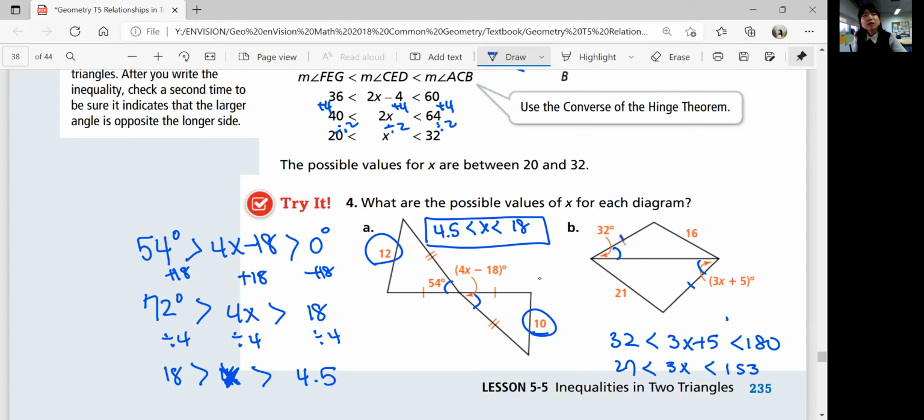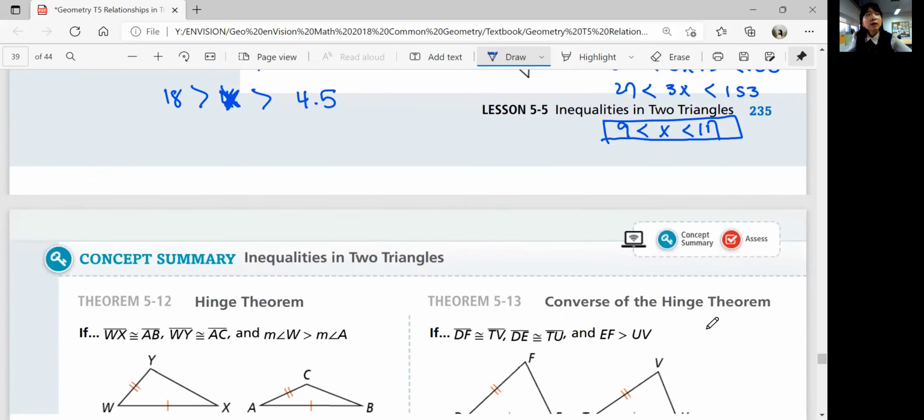Okay, and then divide by 3 on all sides, and 9 must be less than x, must be less than 153 divided by 9 is 17. 17. So x must be greater than 9, but less than 17 in order to make a triangle. Yes. Okay, so that was try number 4.